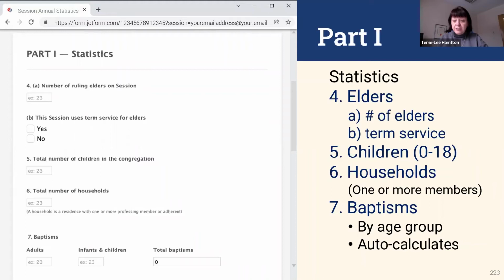Line number 7, or section number 7, outlines baptisms. And so there are 3 boxes there. One is for anyone who has been baptized as an adult or who has been baptized as a child, and then automatically the 3rd box will be calculated in the STAT program.